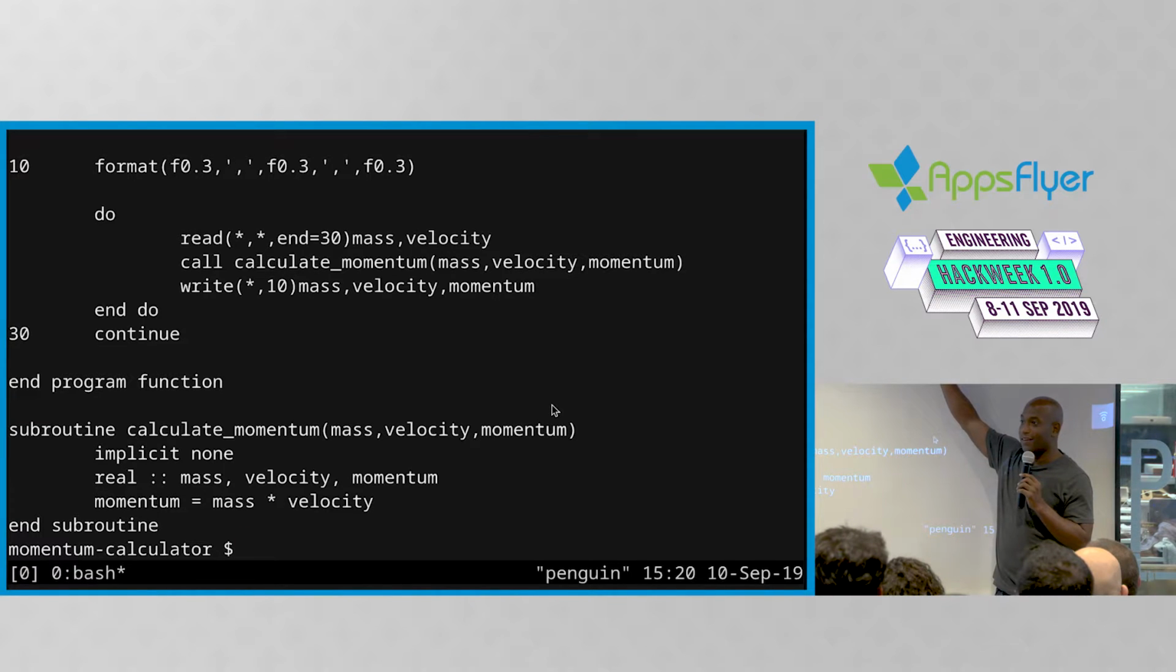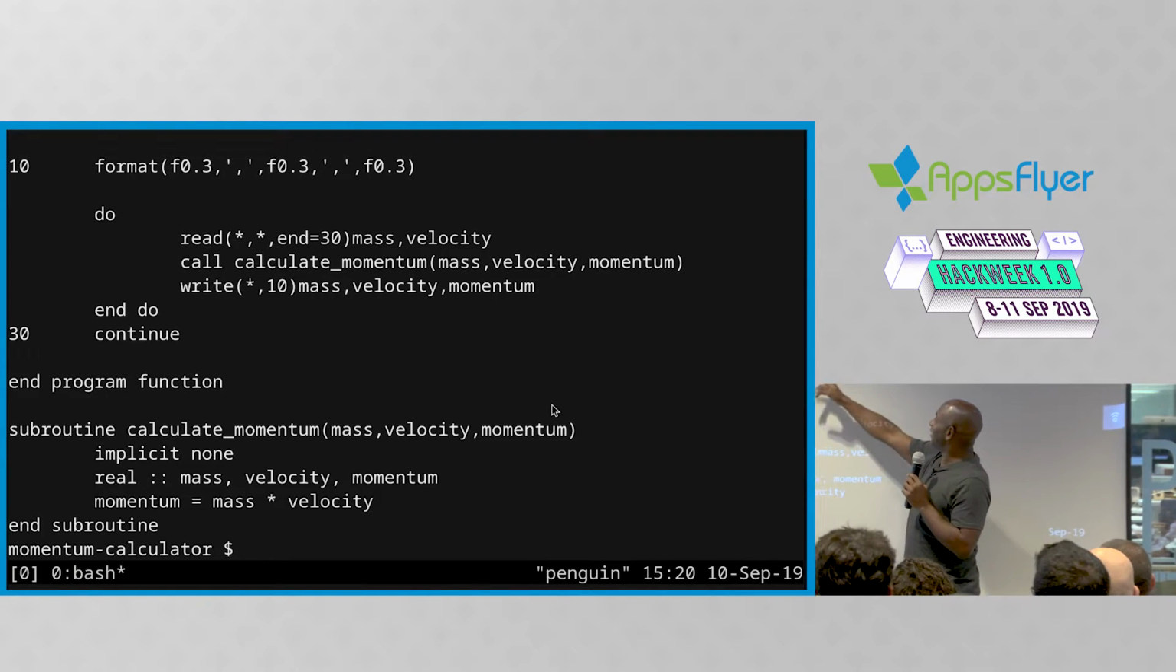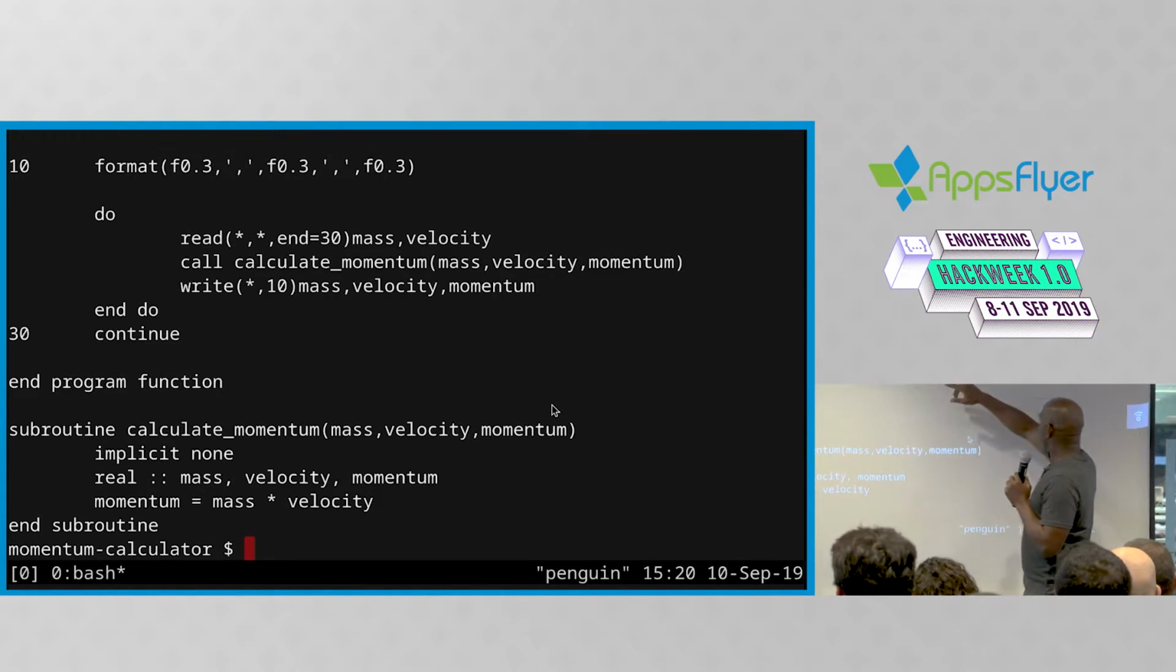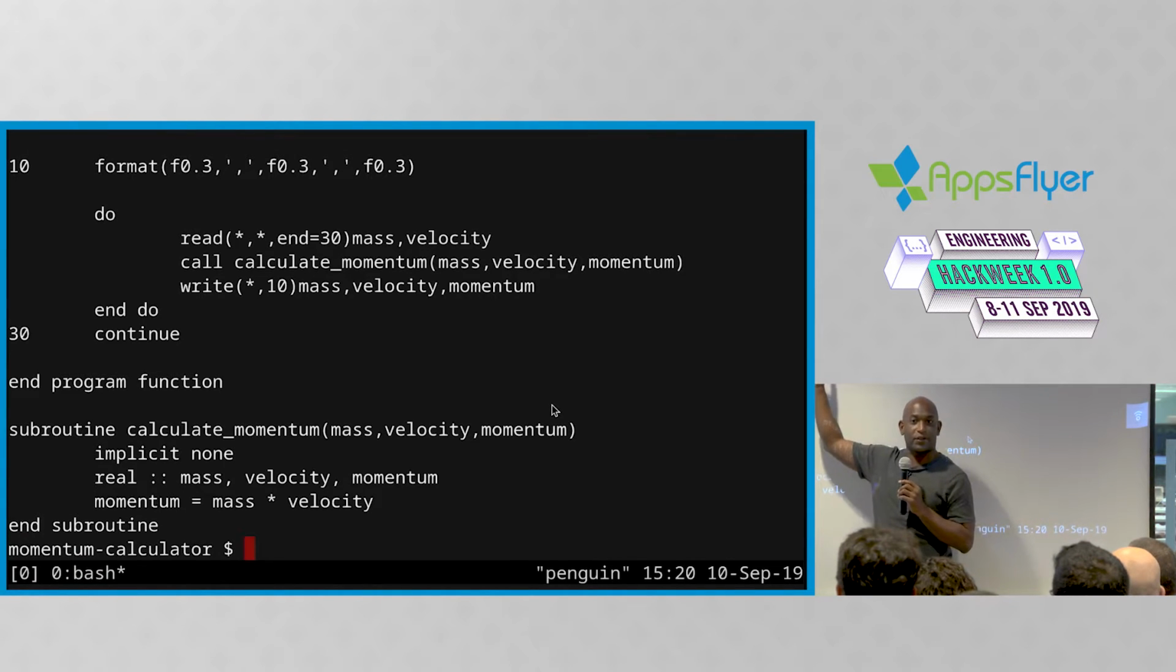Calculating mass velocity and momentum. This is a good answer, because it says it right here. It's calculating momentum based on mass and velocity as inputs. So what's happening here is Fortran is actually really powerful, by the way.